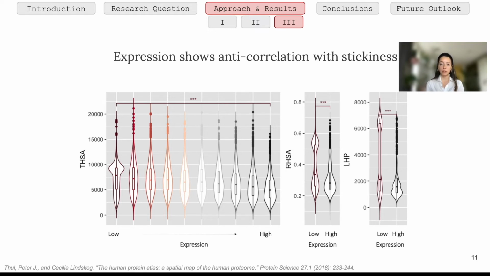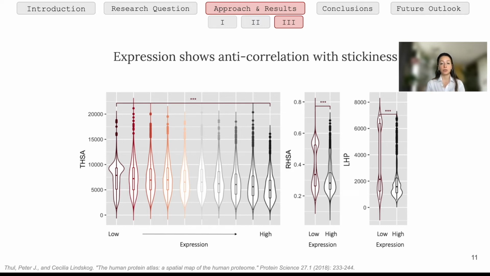And for this, we used RNA consensus data from Human Proteome Atlas, HPA. For this, we relate normalized expression data to measures for surface hydrophobicity. And to obtain a single expression value for each gene, we selected the highest normalized expression value within the tissues that a certain gene is expressed in.